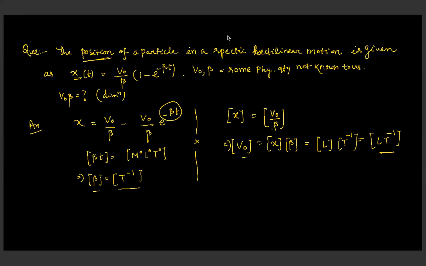Now the required result we have to find is the dimension of v naught into beta. v naught multiplied with beta: the dimension of v naught is L T to the power minus 1 into T to the power minus 1. So the final answer is L T to the power minus 2. So this is the answer to our question.